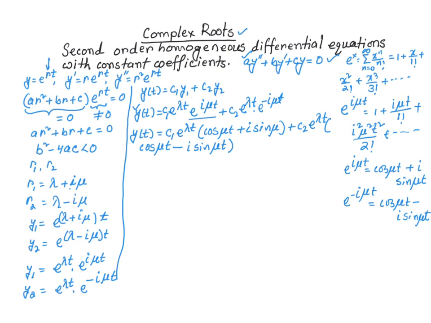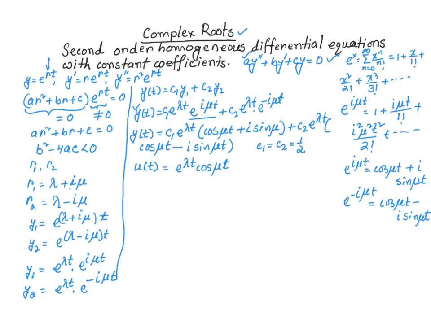However, we want a real solution, as I said. So what we could do is a couple of things. C1 and C2 are arbitrary constants, right? You can make them whatever you want. Just look at these two expressions. If you plug in C1 equal to C2 equal to 1/2, you're going to get a new solution. Let's call it U of t. U of t is nothing but e to the power lambda t times cosine of mu t.